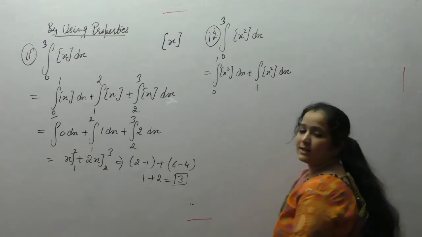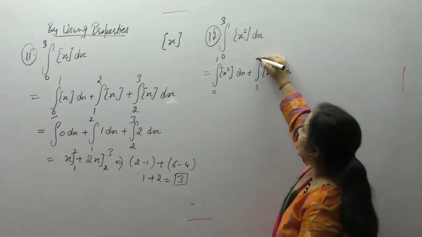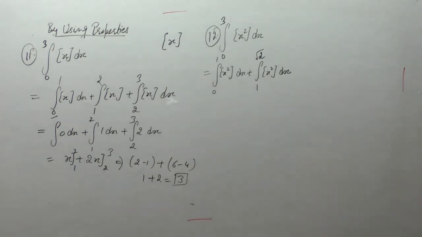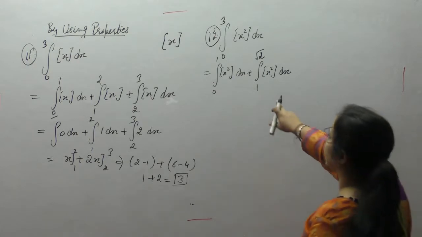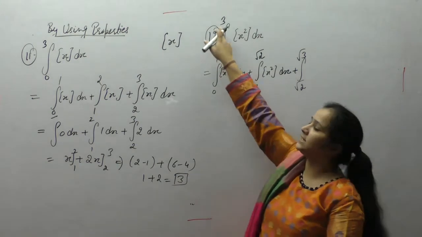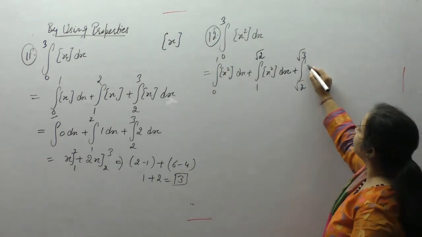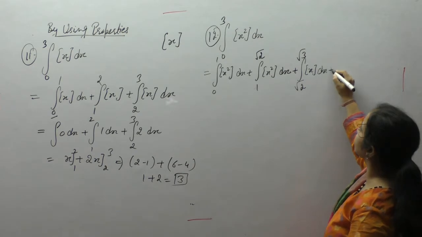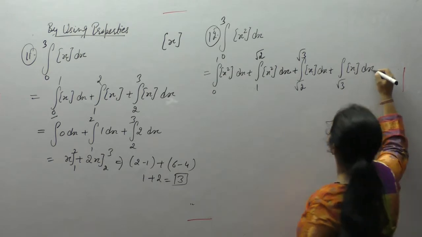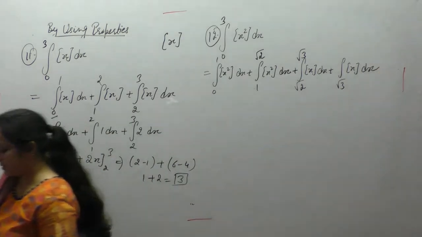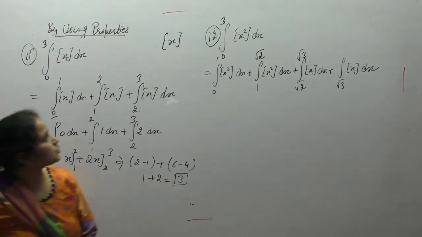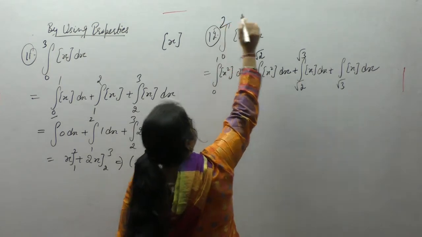Because it is x square, we will take the next limit as 1 to square root of 2. Square root of 2 is 1.414, because we have square here. So we take the square root values whose value lies between 0 to 3. Square root of 3 is 1.732. So the last one is 0 to 1 plus 1 to square root of 2, square root of 2 to square root of 3, and square root of 3 to 3.